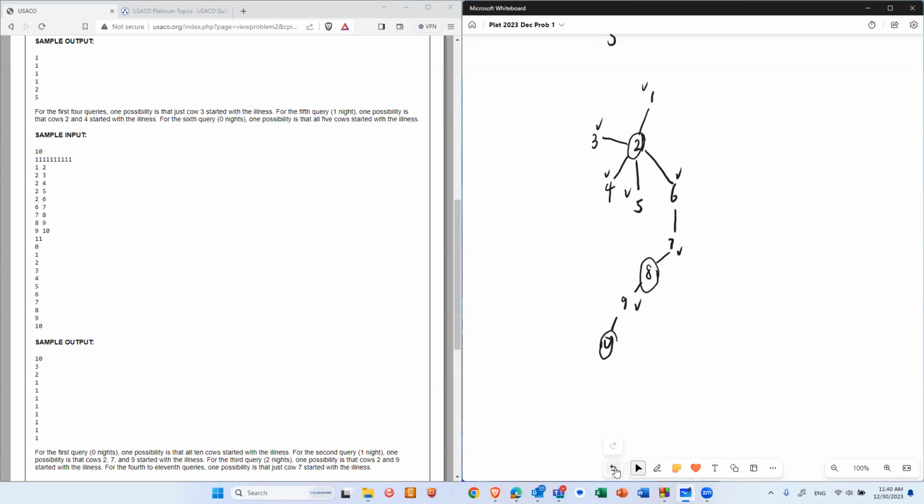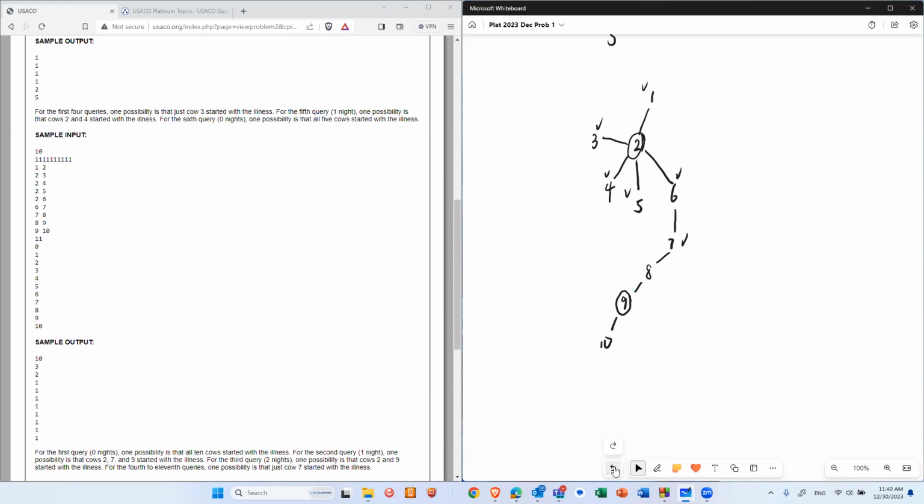So what about day 2? If it's 2 nights, obviously I should choose this one. In night 1 it will infect this. In night 2 it will infect this. There are still 3 cows that will not be reached. So I need to choose another cow. In night 1 it will infect this. So I need 2 cows, right? Then that is for two nights.